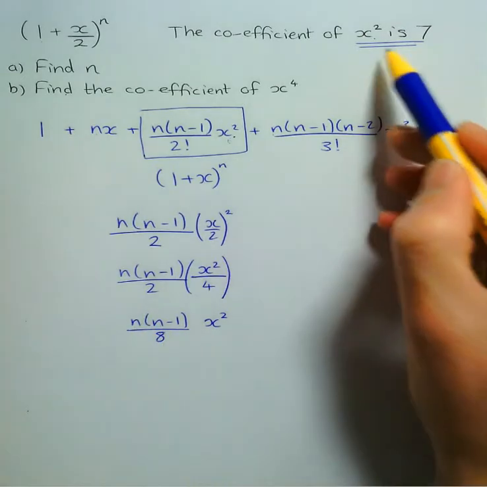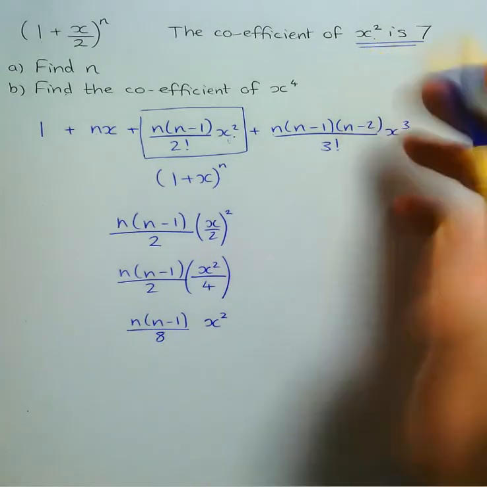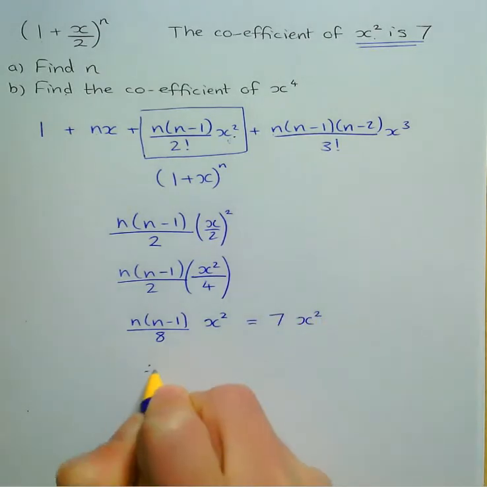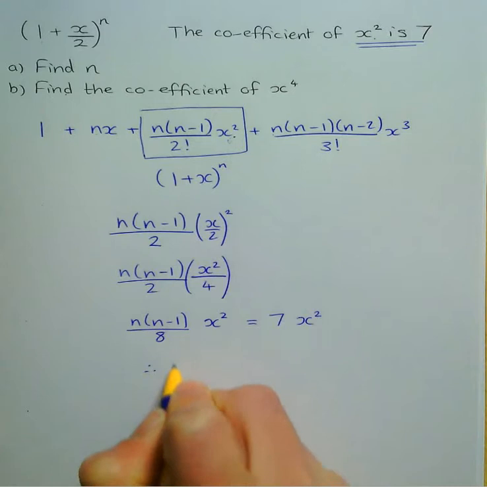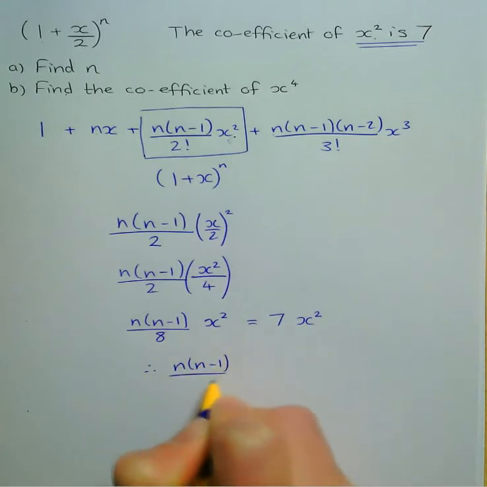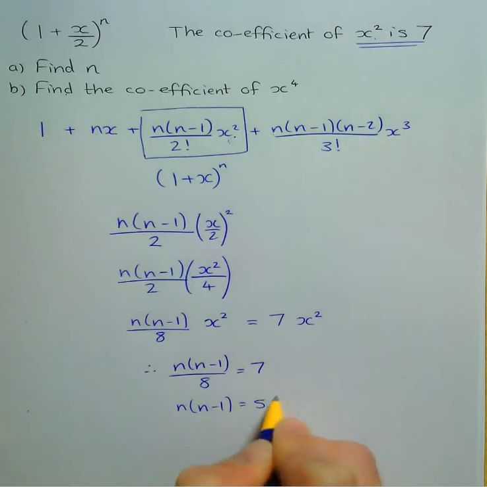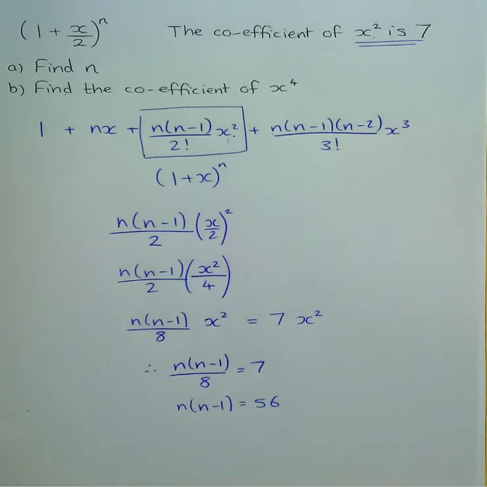Okay, but we're told in the question that that should be 7. So I can say, well, that should equal 7x squared. And therefore, if we compare the coefficients, we can say this. Okay, so now it's just a matter of our simple algebra knowledge. Let's get rid of that divide by 8. And it's very tempting here to think, oh yes, I've got brackets, let's expand that, let's get everything on one side. Sometimes you can be a little bit sneaky here.